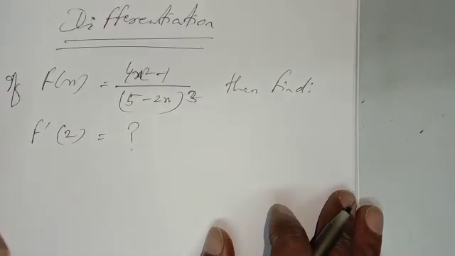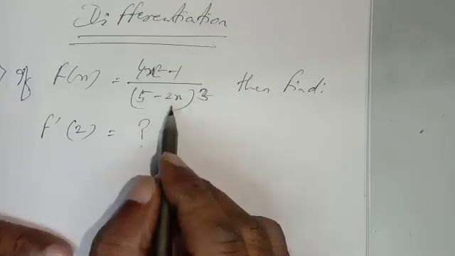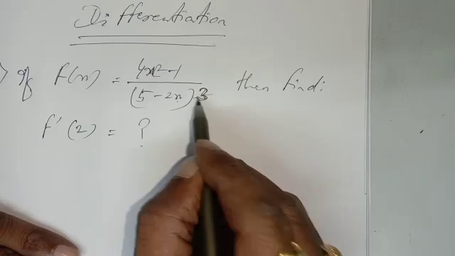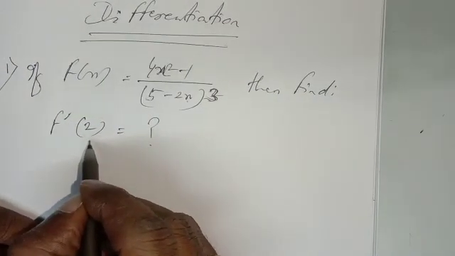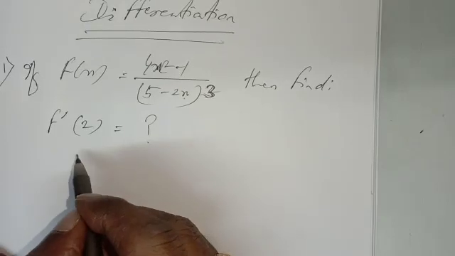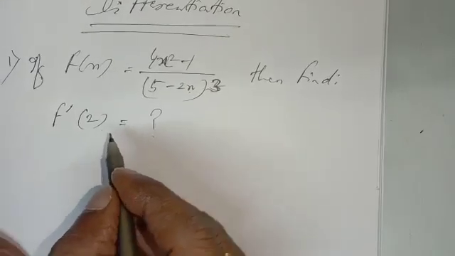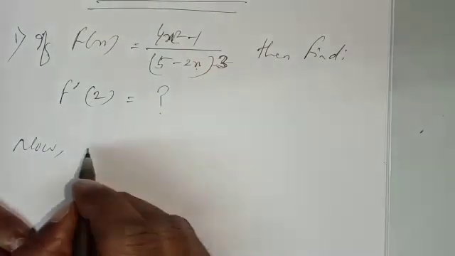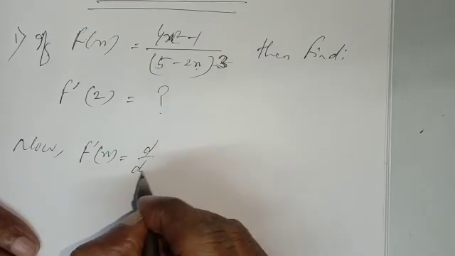I think it is clear for you. F of x is given, one function, (4x square minus 1) by (5 minus 2x) whole cube, and you have to find out f dash 2, means the derivative at the point x equal to 2. So first of all, let's find out f dash x. After finding f dash x, you have to put x equal to 2. Now, f dash x, you have to find the derivative of the given function.